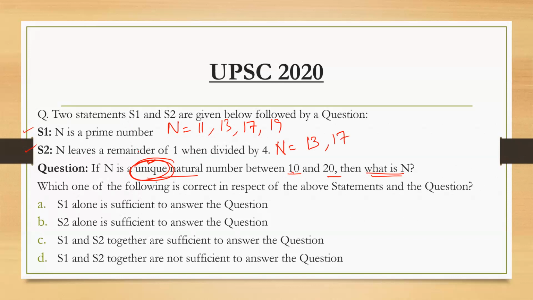Now, when I combine both of them together, what do I observe? N is equal to 13 and 17 are common here. So again, when I combine both of them together, I'm not getting a unique value of n. I'm getting two separate values of n that are possible. So here, what is the answer? When I combine both the statements together also, still I'm not getting a sufficient answer to this question. Is it clear, Raghavan? Somashekar.